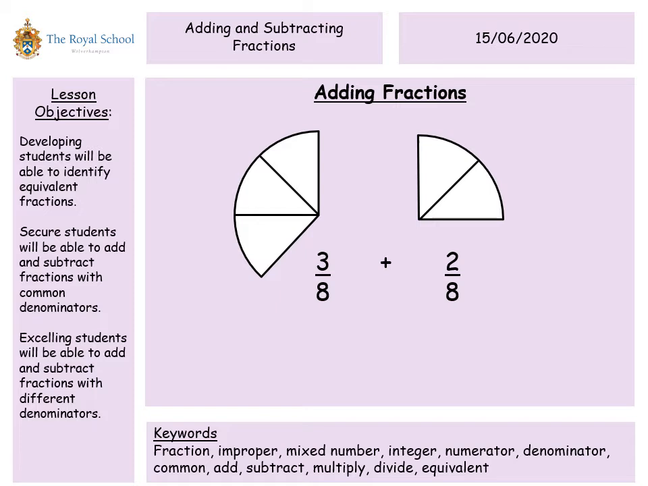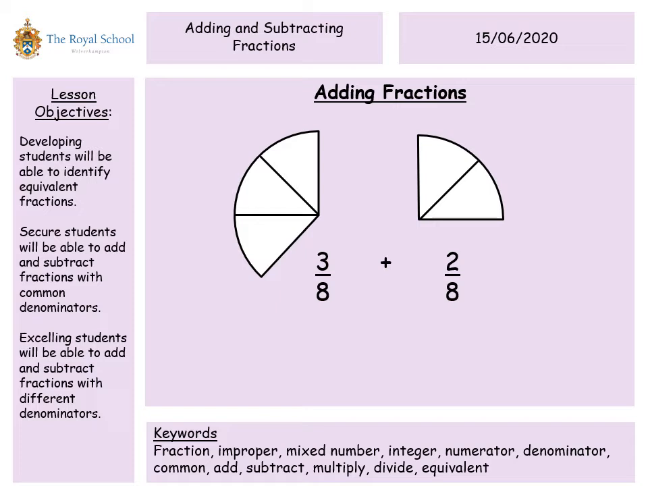Now, to start off, we're going to have a look at our second part of the learning objective for secure students, to be able to add and subtract fractions with common denominators. The denominator of a fraction means the bottom number, and the bottom number tells us how many pieces something has been cut into. The top number is the numerator, and that tells us how many of those pieces we have.